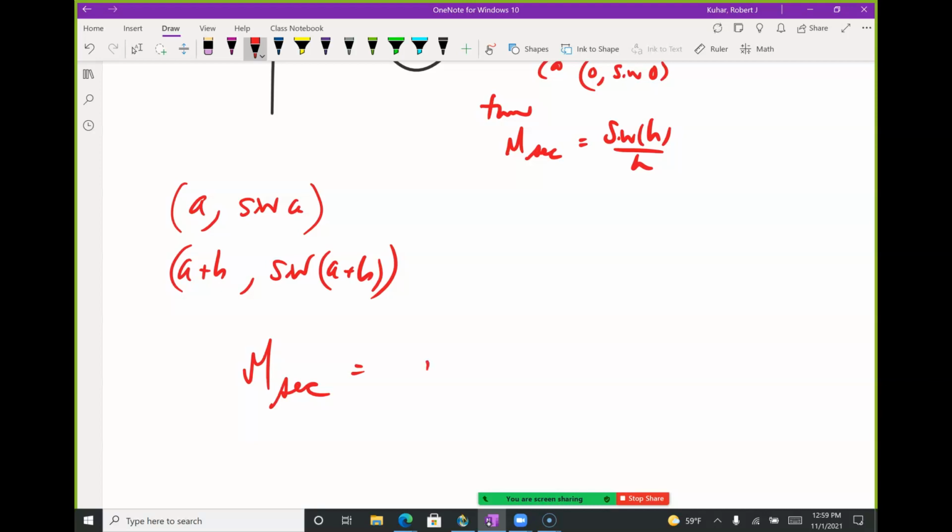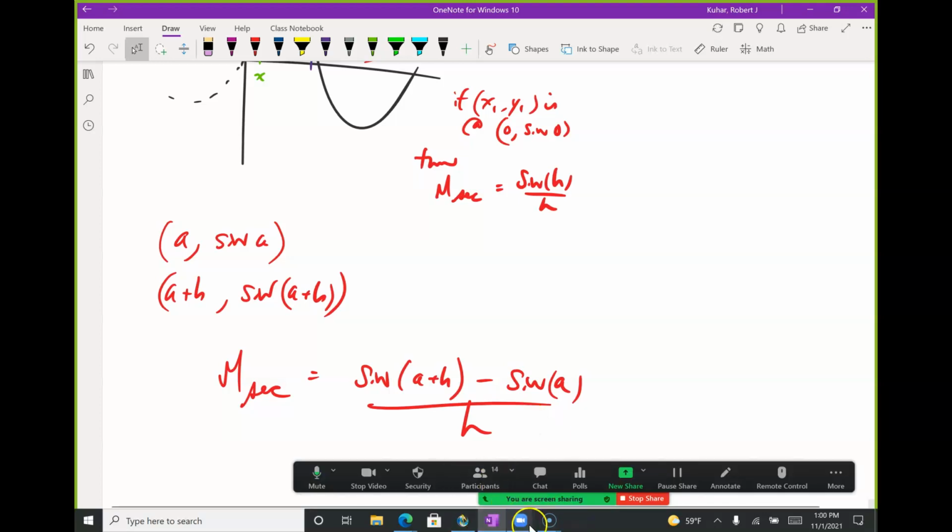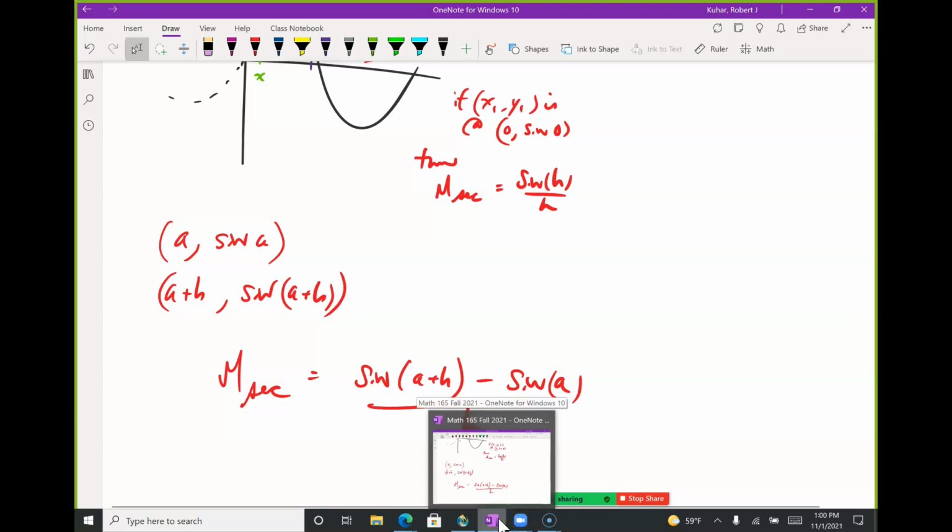Over h? Yeah, sine of A plus h minus what? Sine A. All over what? A plus h minus A, so just h. Just h, right? f of x plus h minus f of x, all divided by h. Now, of course, I know if A is 0, sine of A is 0, but I'm going to put that into my curve anyway.